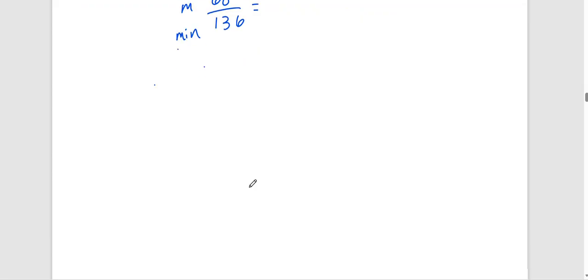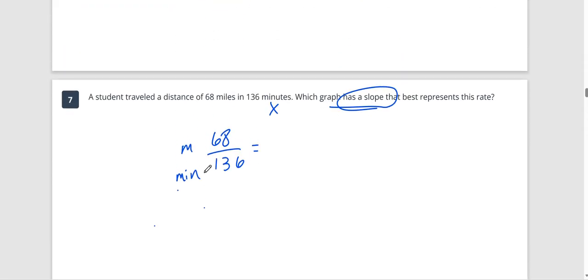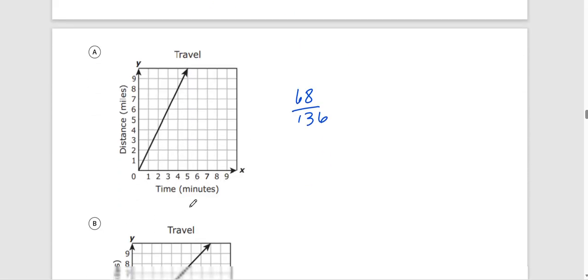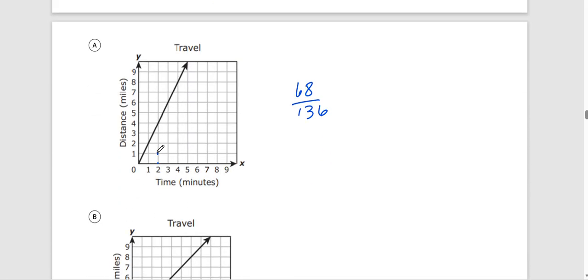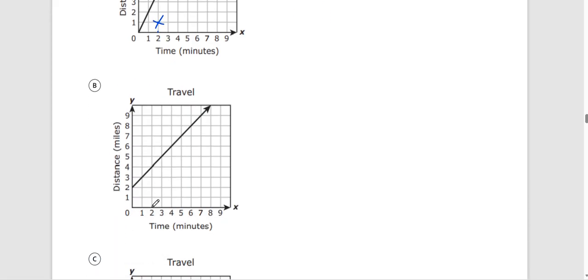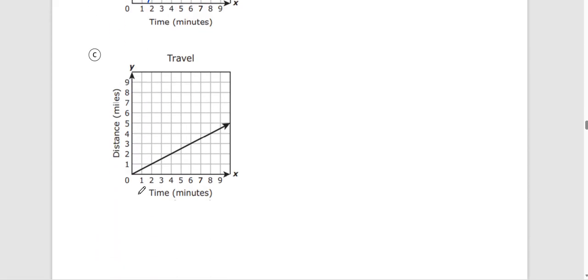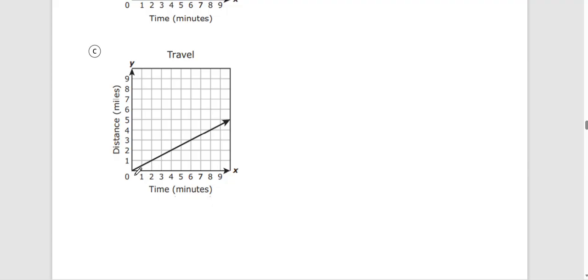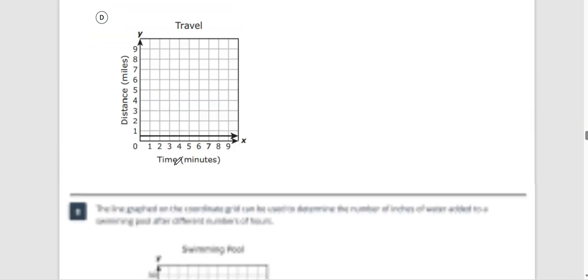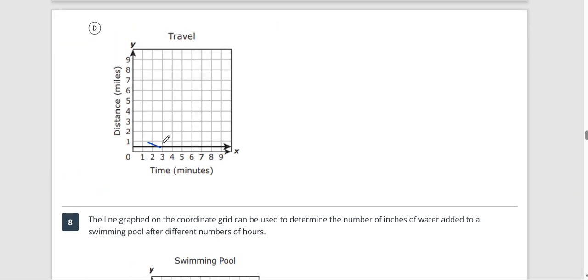Okay, so going over here. Minutes. 2 minutes, 1 mile. Not there. 2 minutes, 1 mile. Not there. I know it's going through the origin because if you have no minutes, you can't do any miles. 2 minutes, 1 mile. Answer C. 2 minutes. Not even close.